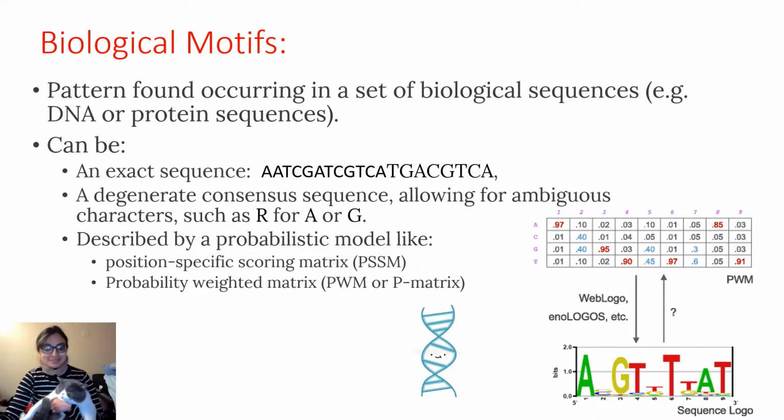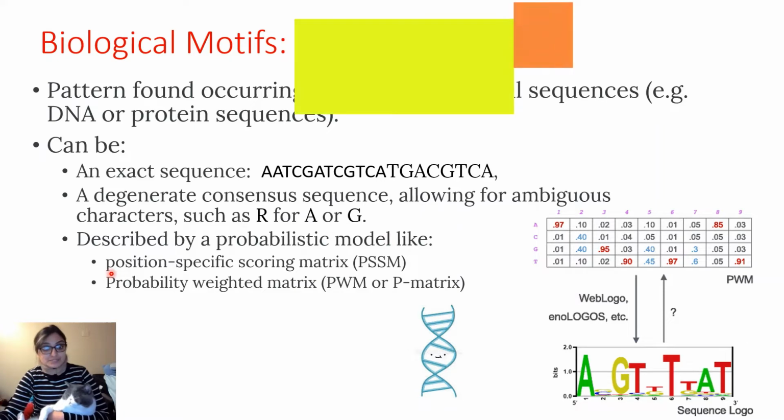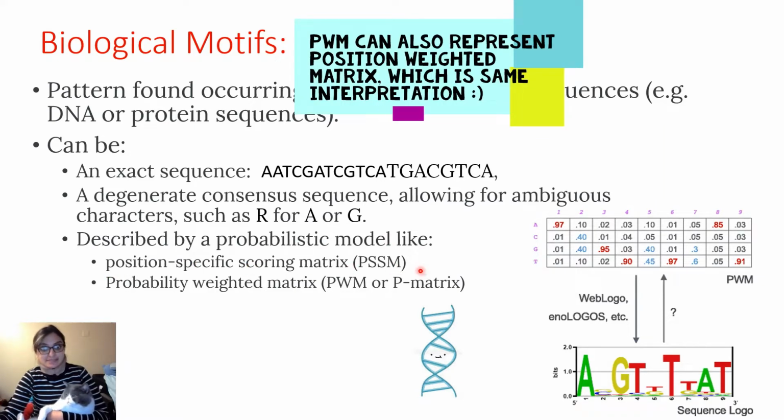A biological motif is basically a pattern that's found to occur in a set of biological sequences like DNA sequences, RNA sequences, protein sequences. It can be an exact DNA sequence, for instance, or it can be a degenerate consensus sequence where you can use ambiguous characters, like R can represent adenine or guanine. You can also describe biological motifs by a probabilistic model like a position-specific scoring matrix, PSSM, or a probability weighted matrix, PWM or P matrix.